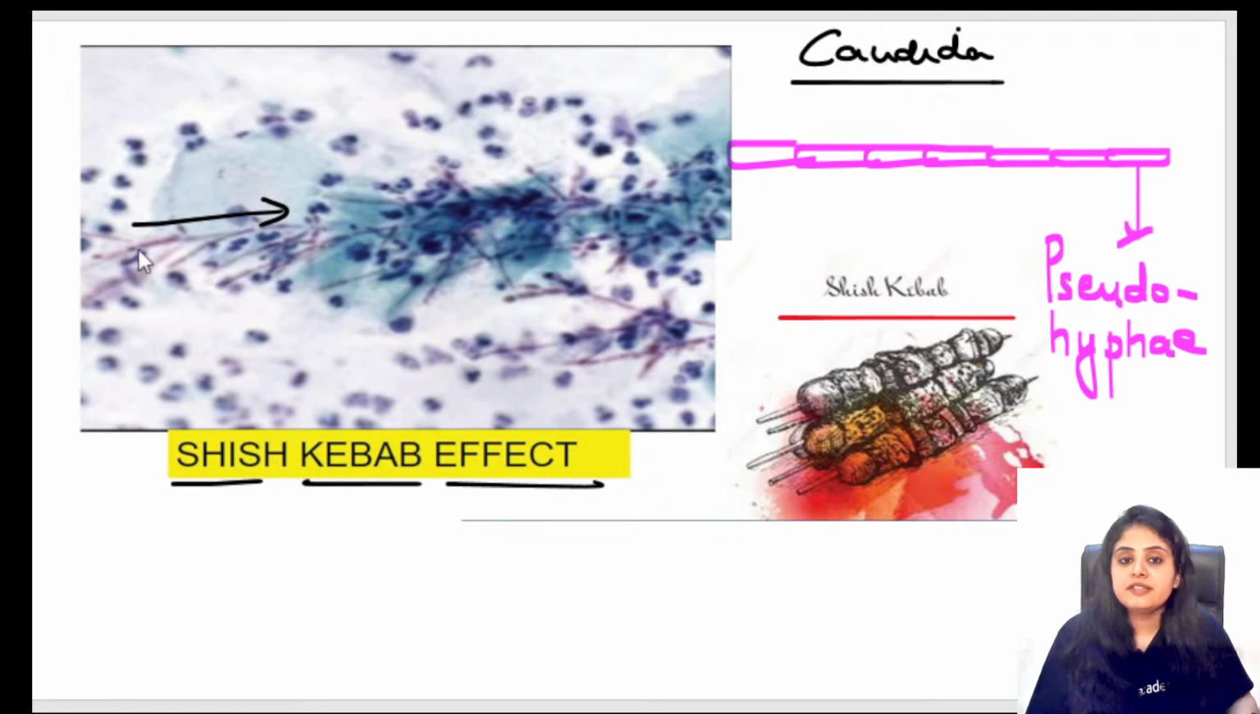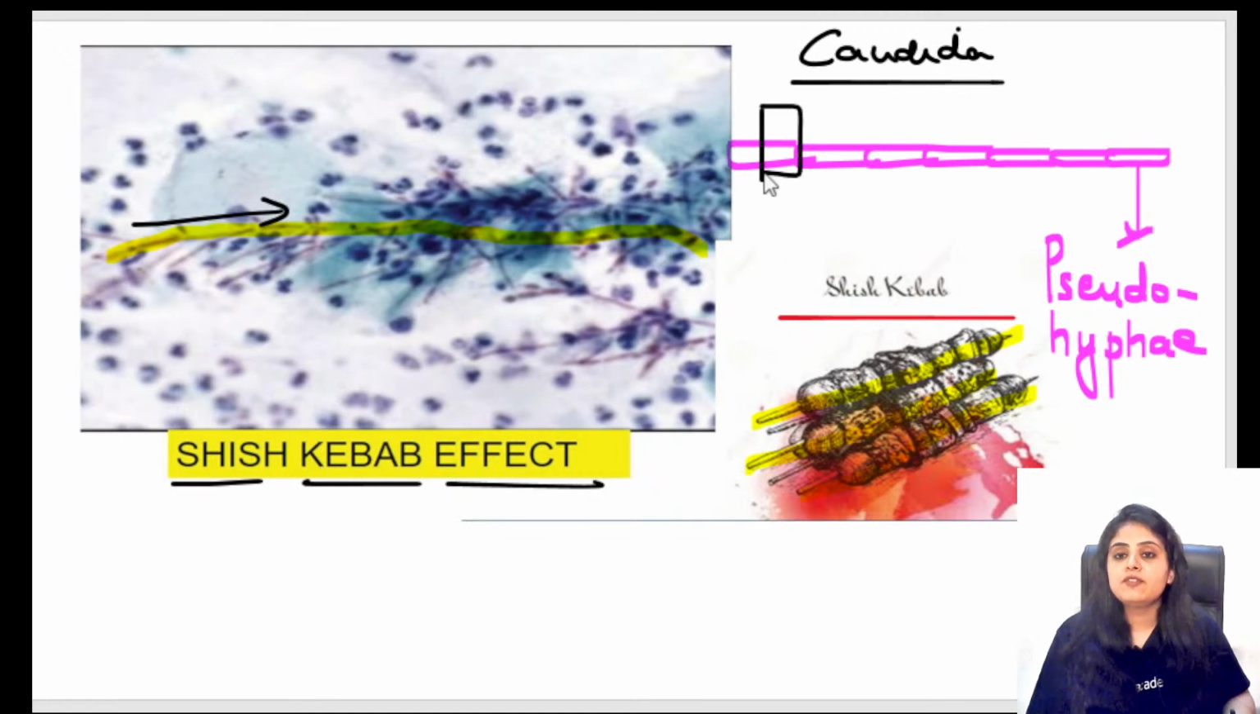If you look carefully, there's a line. See very carefully with me, there's a line going through and through. There are pseudo hyphae present. So that is the stick on which all the kebabs are placed, the stick, that is the pseudo hyphae.